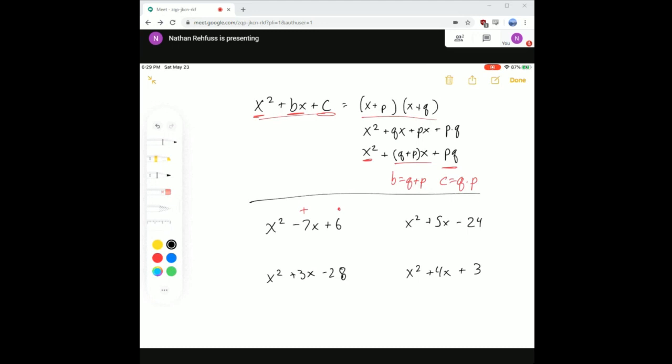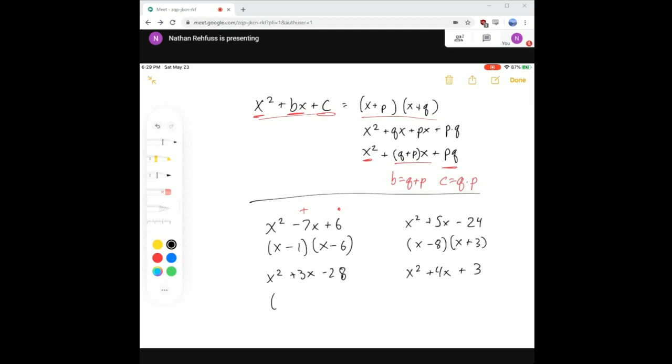And welcome back. Let's see if you got them. Two numbers that add up to minus 7 and multiply to 6. I'd say those are minus 1 and minus 6. Add up to 5 and multiply to negative 24. Oh, that's tricky. I'm going to say those are minus 8 and plus 3 down here.